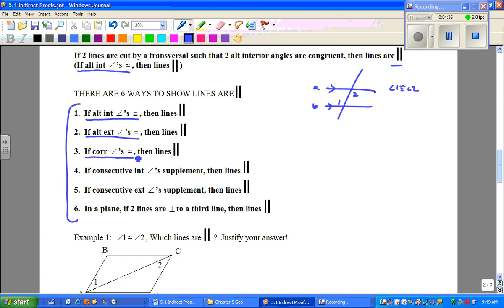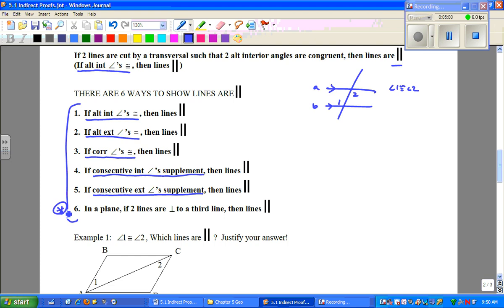Corresponding angles congruent, parallel lines. Consecutive interior angles, they're not congruent, they need to be supplementary. Remember, same side is supplementary. If you haven't been annoyed by that yet, hopefully you're getting there. So the same side supplementary, lines are parallel. Same side exterior supplementary, so they're parallel.